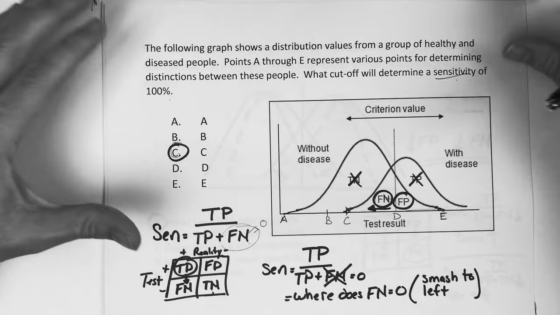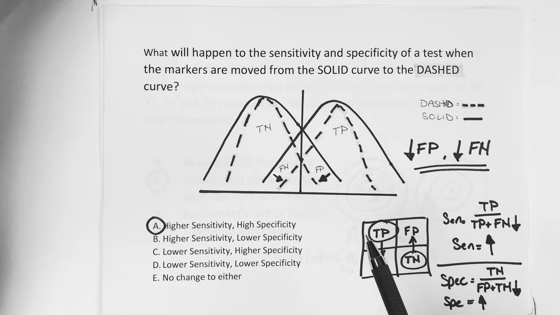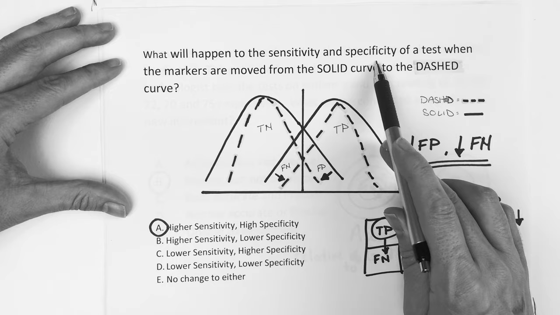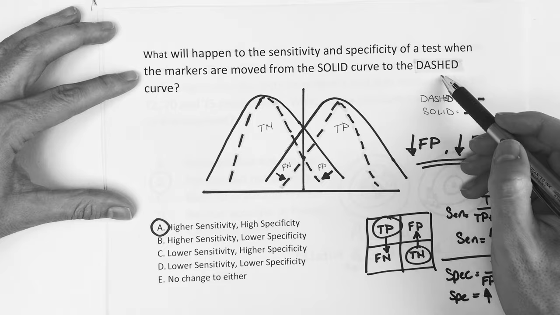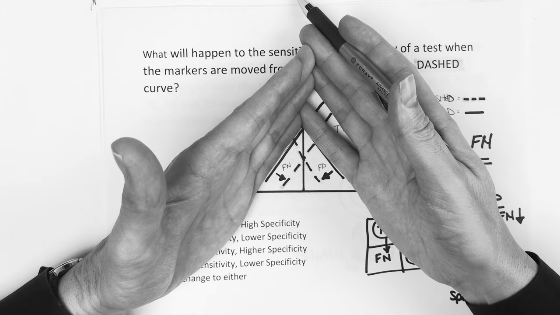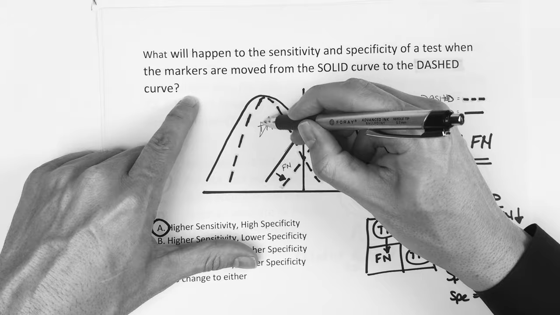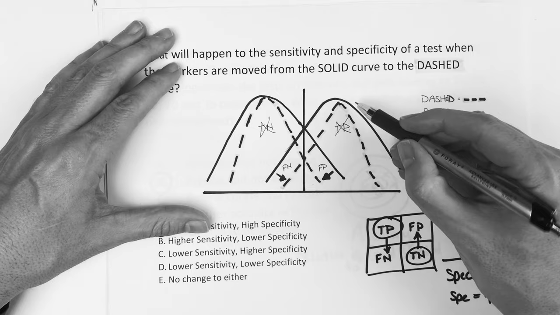Sorry. And then this one, what will happen? Same concept, but in this one, they're saying, what will happen to sensitivity and specificity of a test when the markers are moved from the solid, that's outside, to the dash one? So again, all we care about is just that centerpiece, right? All we care about is him. So we label it true positive, true negative. We don't care about those guys, but we care about the center. This centerpiece is false positive and false negative. But when we move from the solid to this one, what happens?